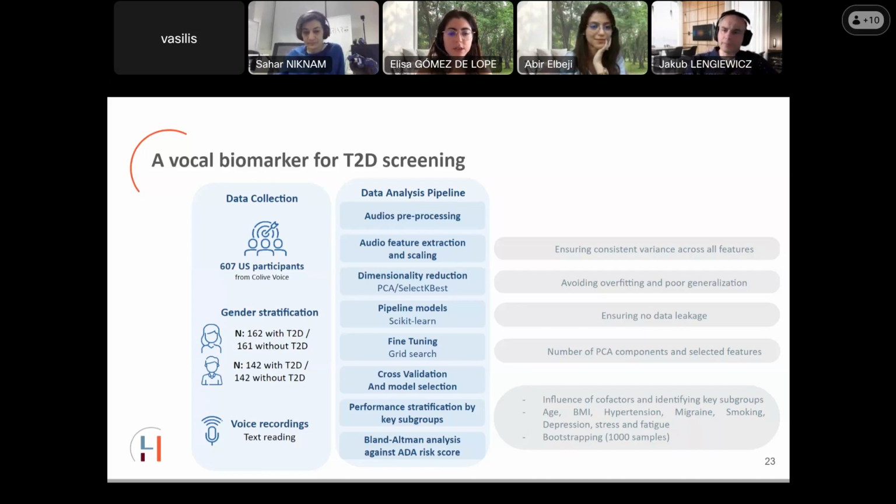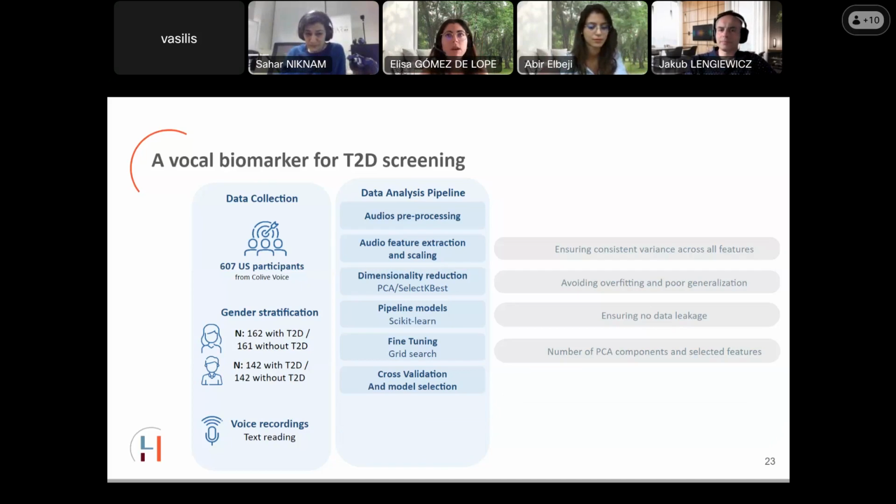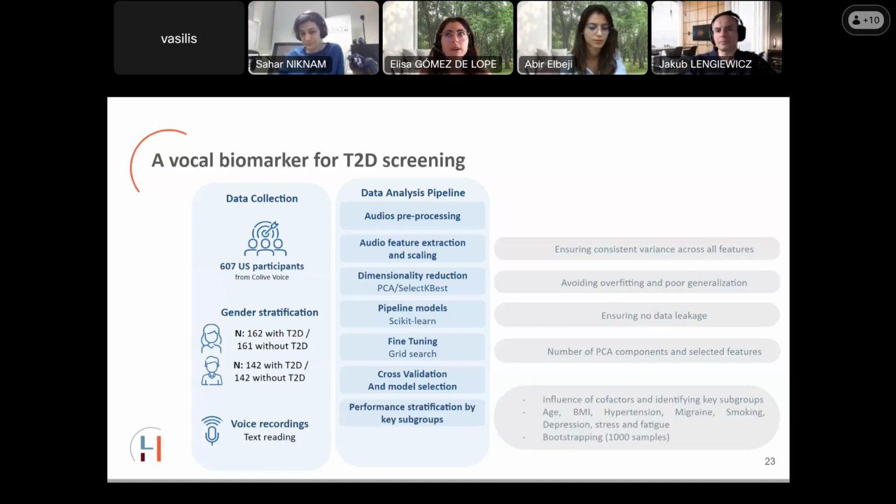I have a question, I think related to the previous one. Did you study the effect of potential confounding factors, like medication or even other comorbidities that may also be affecting the voice? Like in some sort of vicious circle, where the voice determines maybe the comorbidity, but the comorbidity may also be affecting the voice. And similar for the medication of the patients.